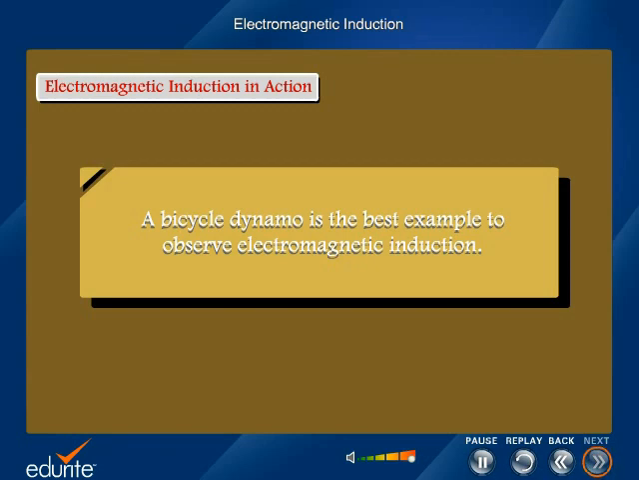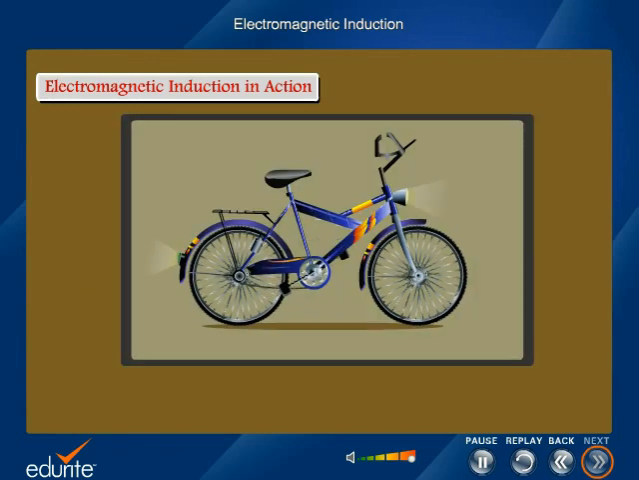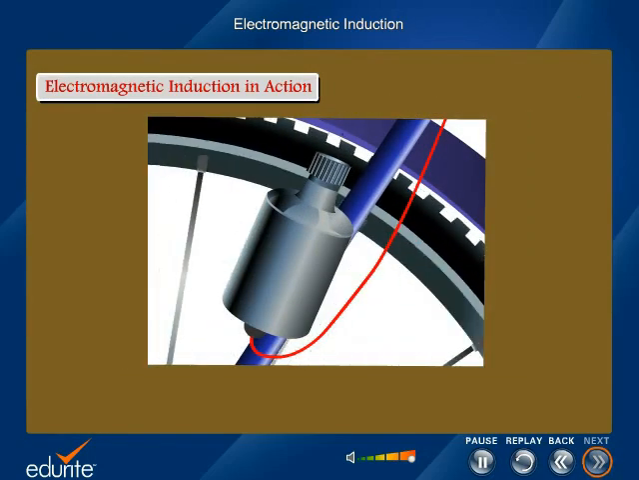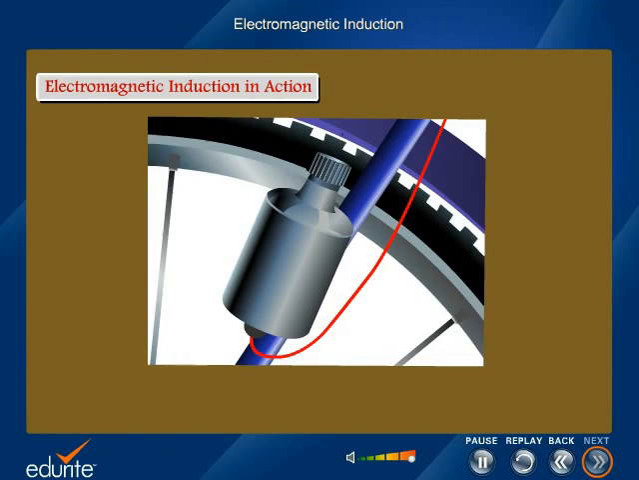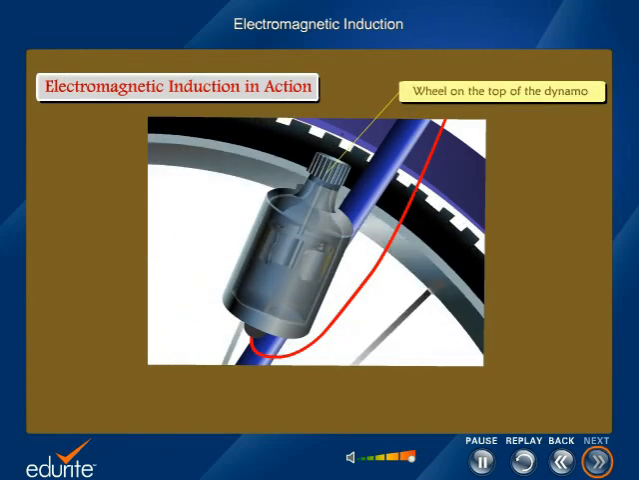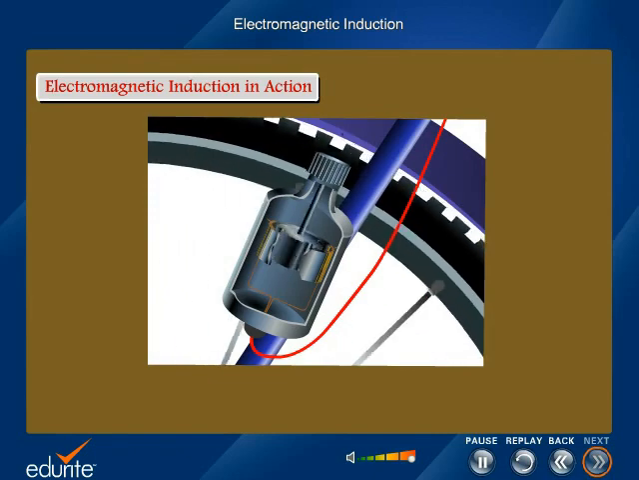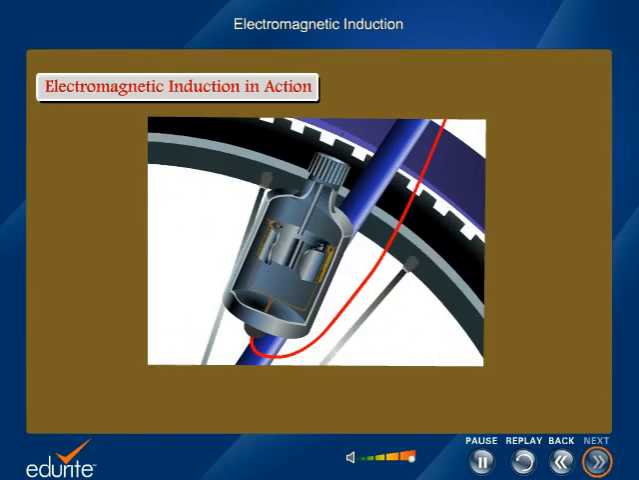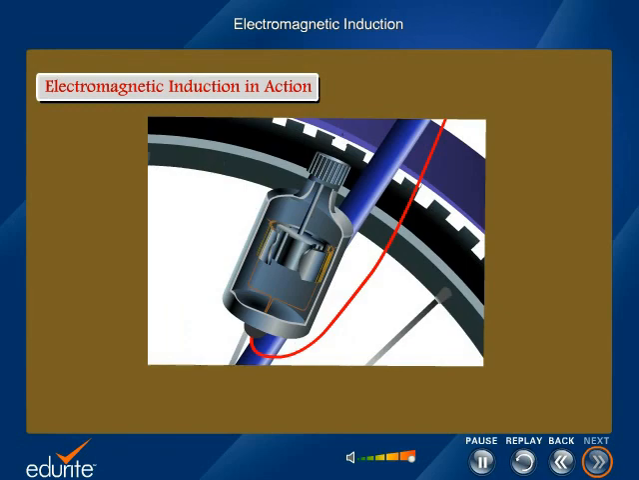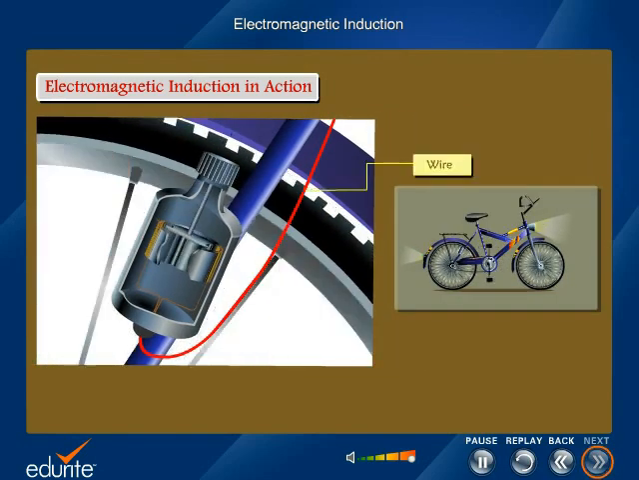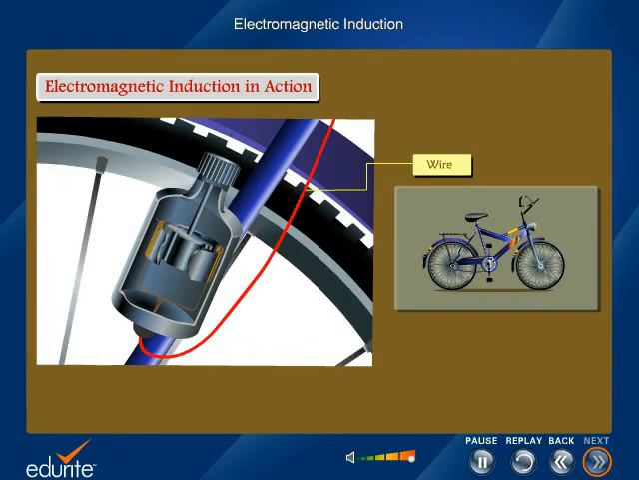A bicycle dynamo is the best example to observe electromagnetic induction. Bicycles have dynamos which rub against the tire of the rear wheel. As the bicycle moves, a wheel on the top of the dynamo turns a magnet inside a coil. This results in change in magnetic field, and as a result, an EMF or current is induced. This current is carried by wires to the front and rear lamps.